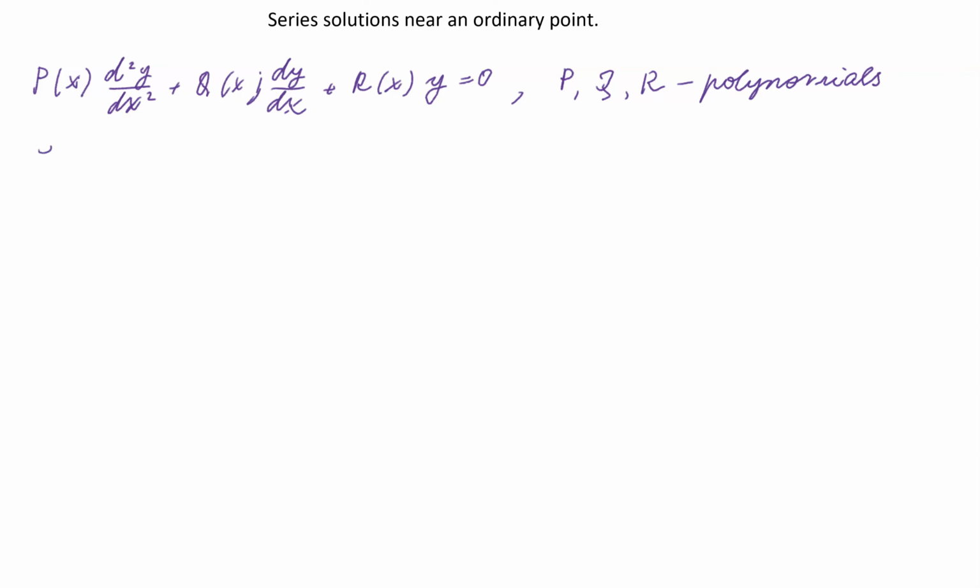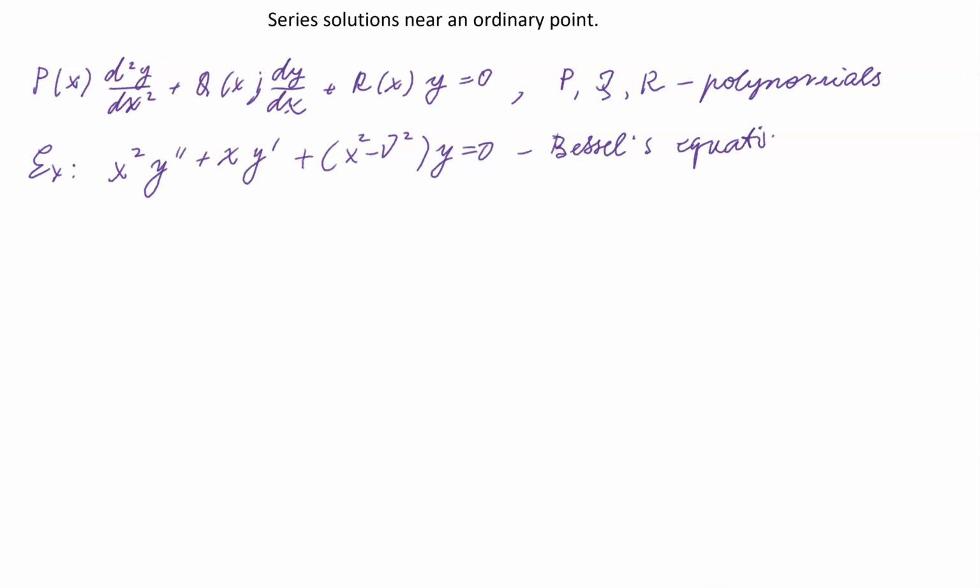For example, let's consider an equation looking like this: x squared y second derivative plus x y first derivative plus (x squared minus nu squared) y equals 0. By the way, this is Bessel's equation. Just an example of a second order equation with polynomial coefficients.